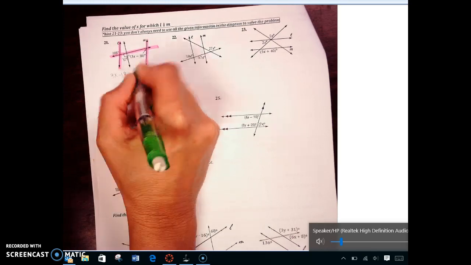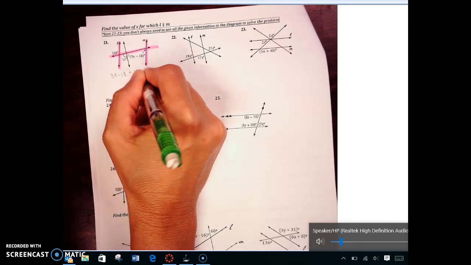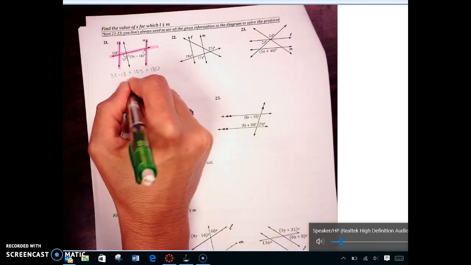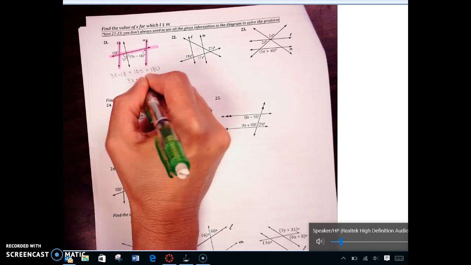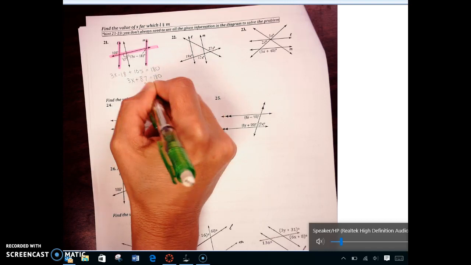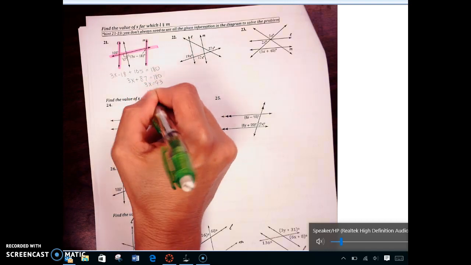So I have 3x minus 18 plus that 105 equals 180. So we get 3x plus, I believe, 87 equals 180. 3x is equal to 93, and eventually x is equal to 31.